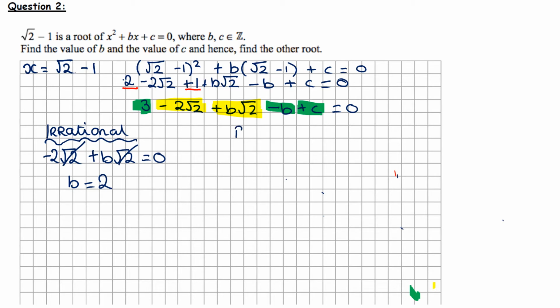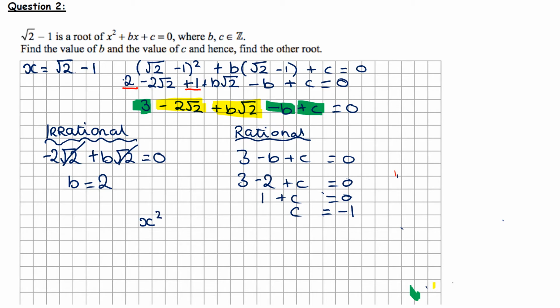We can do the same thing for the rational numbers. We can say that 3 minus b plus c must equal 0. We already know b is 2, so we can slot that in. So we get 1 plus c is equal to 0, so c is equal to minus 1. So our updated equation is x squared plus 2x minus 1 equals 0.